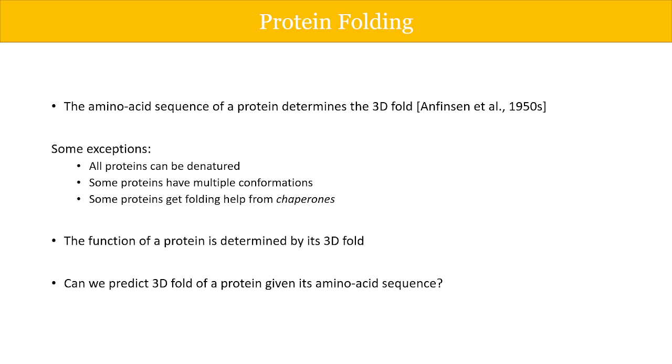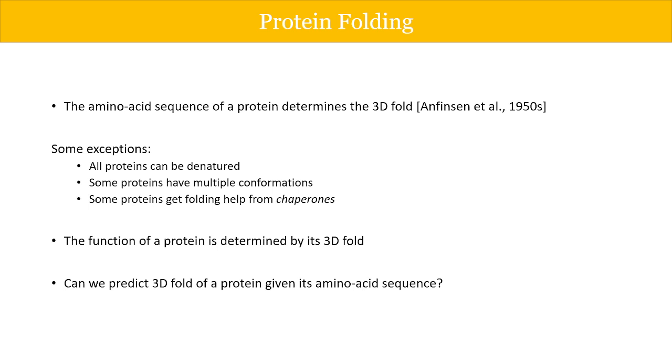However, there are some exceptions: all proteins can be denatured, some proteins have multiple conformations, and some proteins get folding help from different molecules, especially chaperones, which are your heat shock proteins, or HSPs. They enhance the protein folding pathway, help in the folding of a particular protein, and retain its function. And the function of a protein, as we have already discussed, is determined by its tertiary structure.